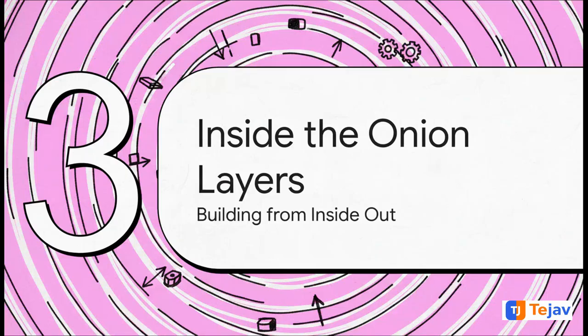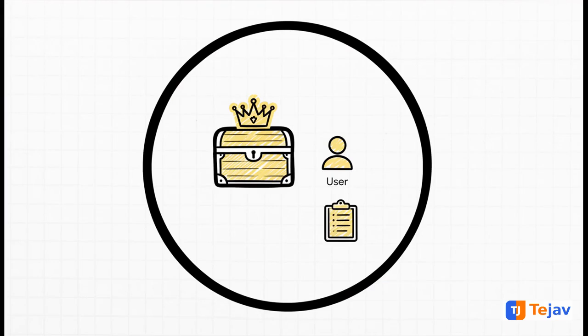To really understand this rule, we need to visualize the system as an onion with these distinct concentric layers. We're going to build our whole system from the most important part, the very center, and then work our way out. So at the absolute core, the very center of it all, we find the entities. Think of these as the crown jewels of your application. They represent the high-level business rules and objects, like a user or an order. Now, the crucial point here is that they have zero dependencies. They know nothing about any database, any framework, or any UI. They are pure, unadulterated business logic.